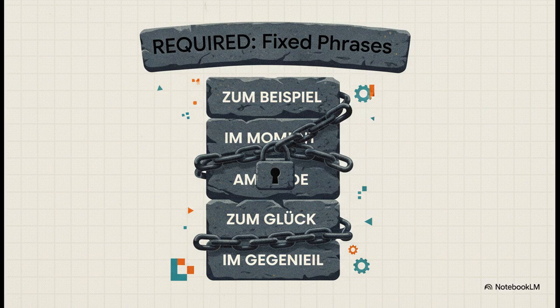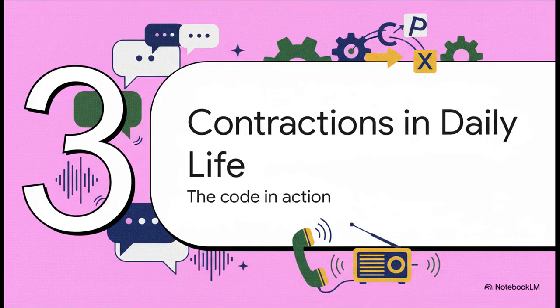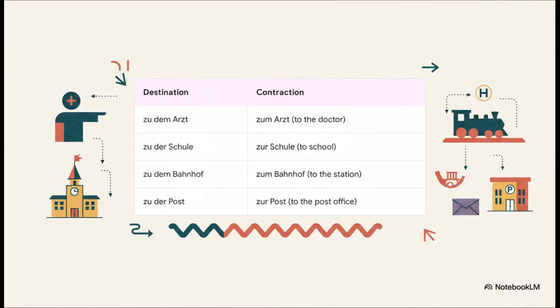They're a package deal. All right, enough with the rules on a slide. Let's see how this stuff actually works out in the wild, in sentences you might actually say. When you're talking about going to a place or a person, zu is your go-to preposition, and it almost always contracts. So you don't go zu dem Arzt, you go zum Arzt. You don't go zu der Schule, you go zur Schule. It makes it sound so much smoother.